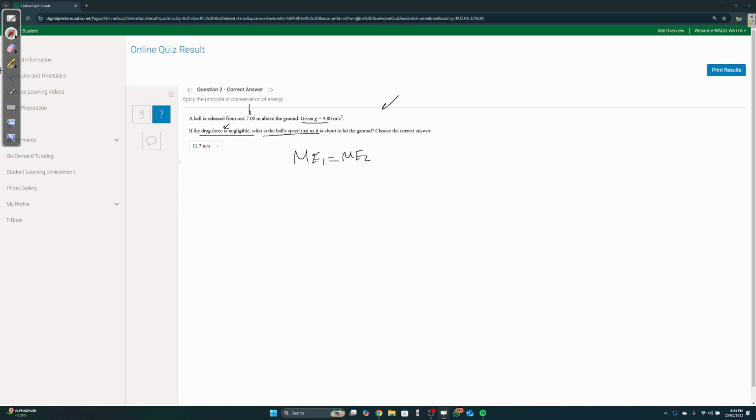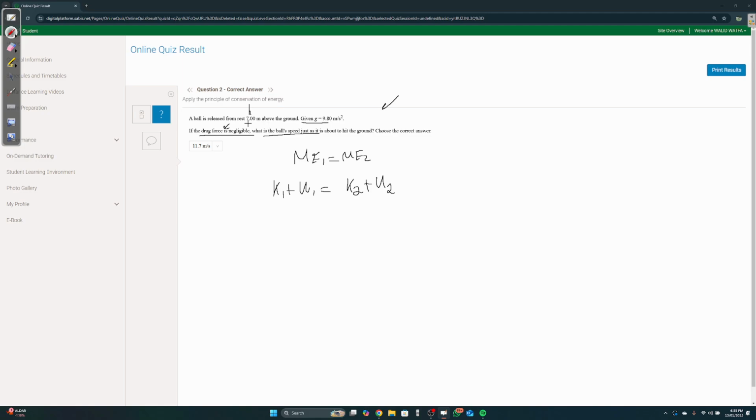Or you can simply write, because what is mechanical energy? I'm sure you all know mechanical energy is equal to kinetic energy plus potential energy. If it's a spring, it's not only the gravitational potential energy, it's also elastic, but we don't care about elastic right now. Mechanical energy is the sum of kinetic and U. So kinetic energy 1 plus U1 is equal to kinetic energy 2 plus U2.